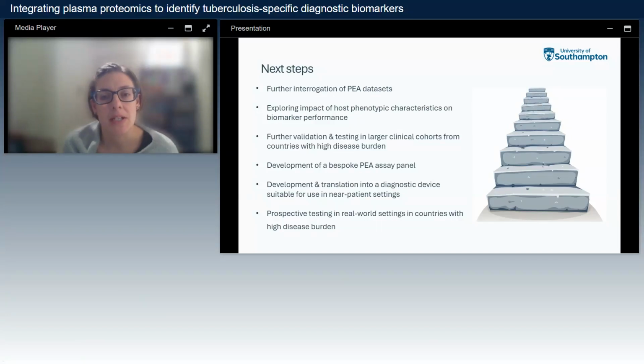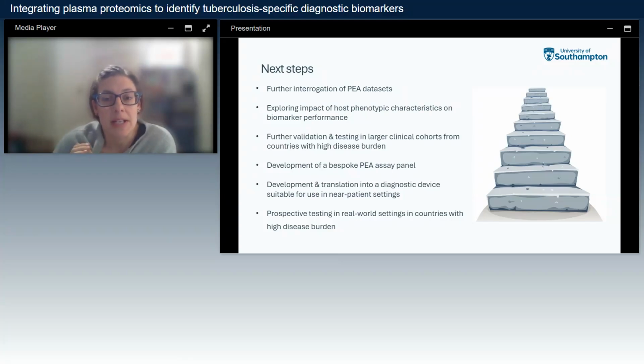We'd like to do much more validation and testing in larger clinical cohorts in larger numbers, and also development of a bespoke PEA assay panel. So Olink have several explore panels, proteomic exploratory panels, which is what I've used in my research, but also they have smaller panels that offer absolute quantification. So in an iterative process of validation and narrowing down the further biomarkers, we could work through via that step into a diagnostic.